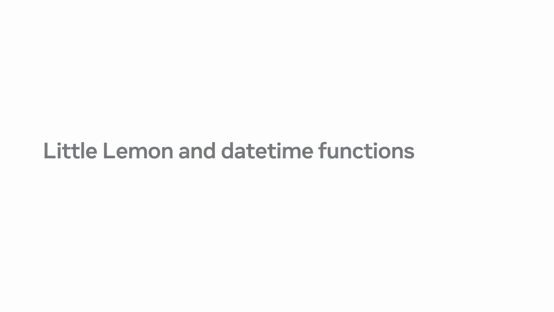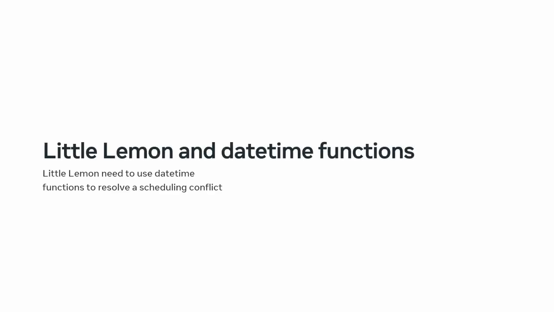Little Lemon has received several bookings from guests for tonight. However, the restaurant has encountered a scheduling conflict. So they need to push each booking slot forward by 1 hour. Python's datetime functions are a great way to solve this problem. Find out how datetime functions work, then help Little Lemon to update their booking slots.